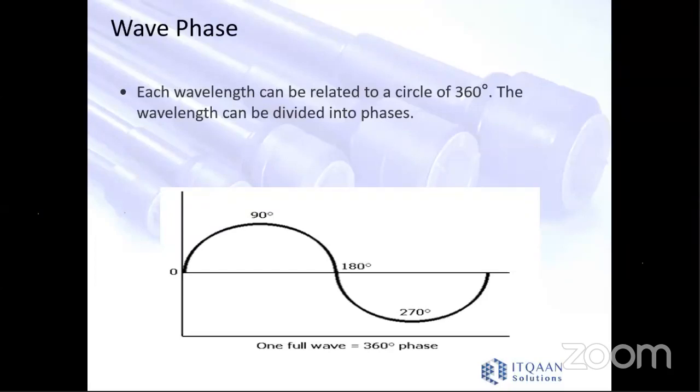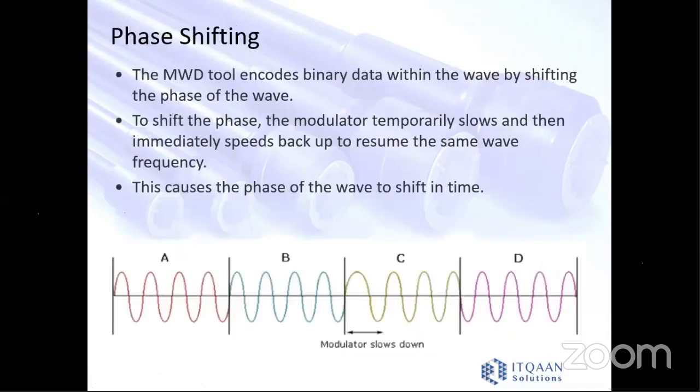Wave phase. Each wavelength can be related to the circle of 360. The wavelengths can be divided into the phases. So we have one full wave, in this example, 0, 90, 180, 270, 360. So how is the tool doing phase shifting?